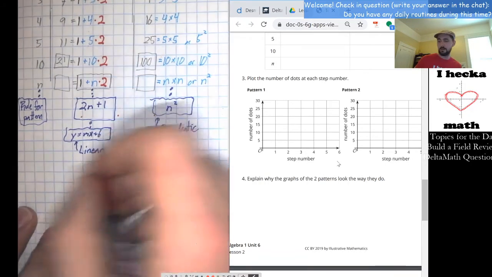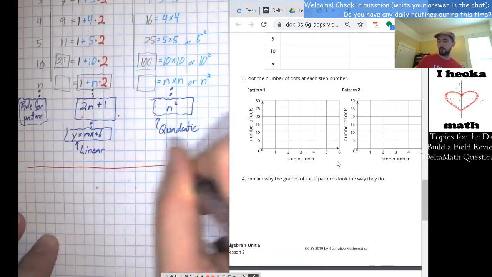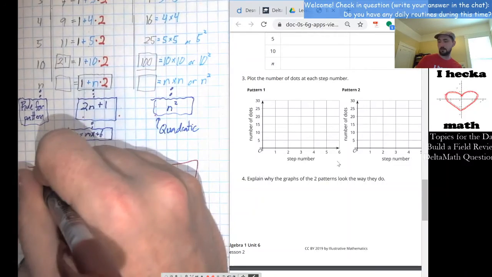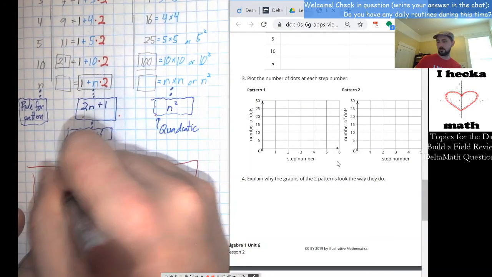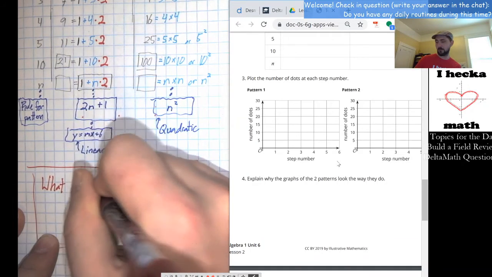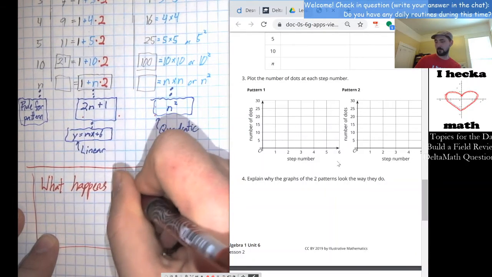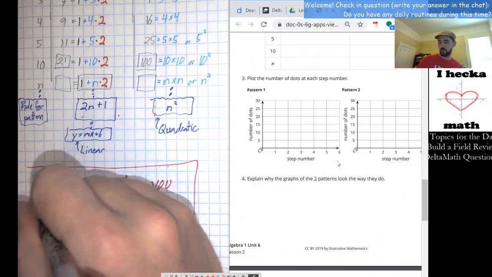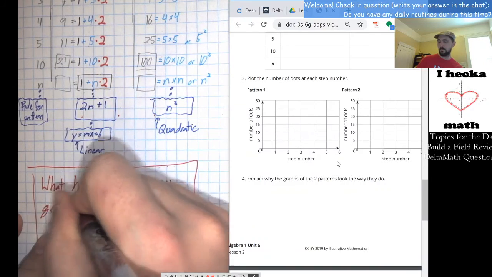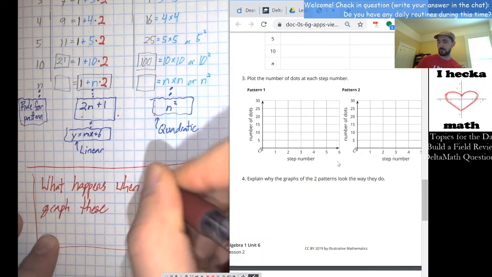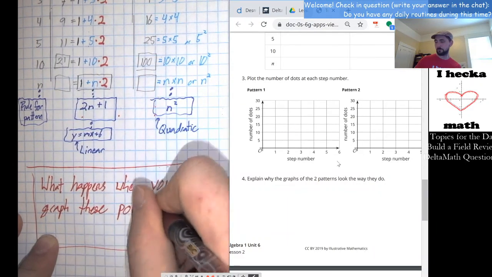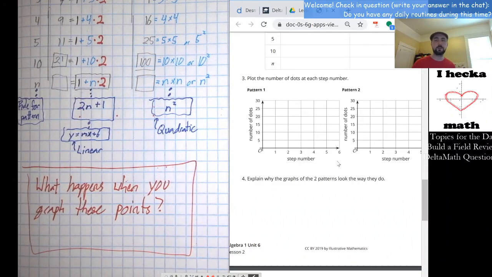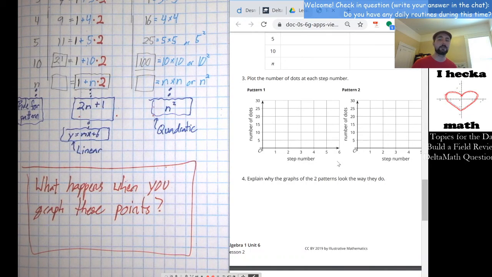So this is the kind of question we're doing. What happens when you graph these points? Do this on your own, to the best of your ability, and then if you're getting stuck looking at this, we will look at it together this afternoon.